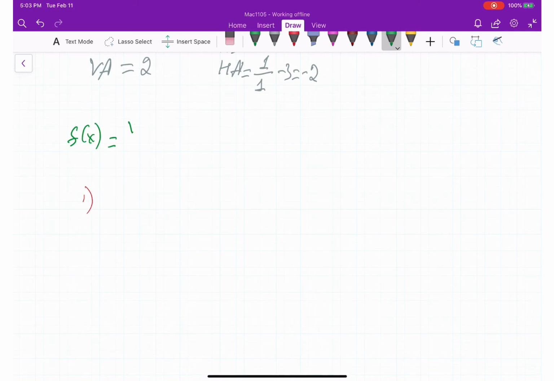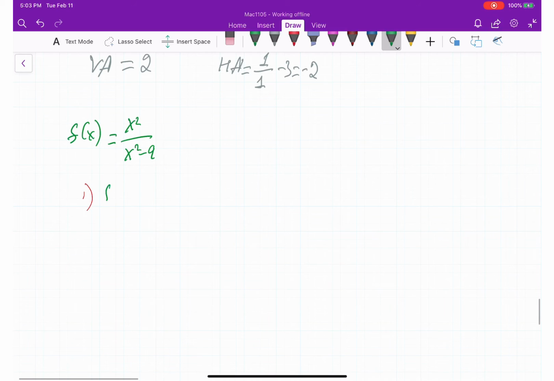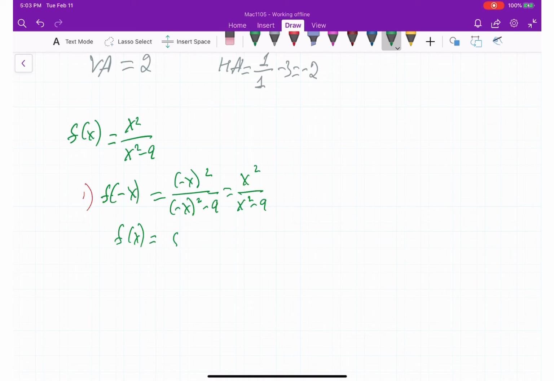x squared over x squared minus 9. Let's solve this graph. Okay? Wait a minute, with this problem, I think, okay, well, let's build it. Regarding symmetry, f of negative x is equal to negative x squared over negative x squared minus 9. That is going to be equal to x squared over x squared minus 9. Bingo, we have f of x equal to f of negative x.